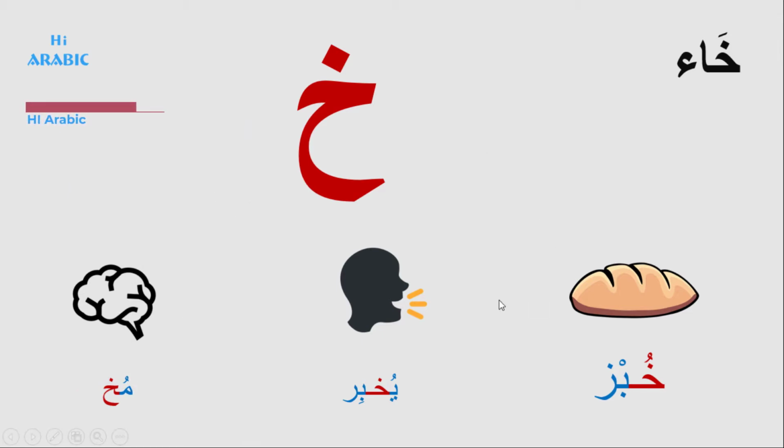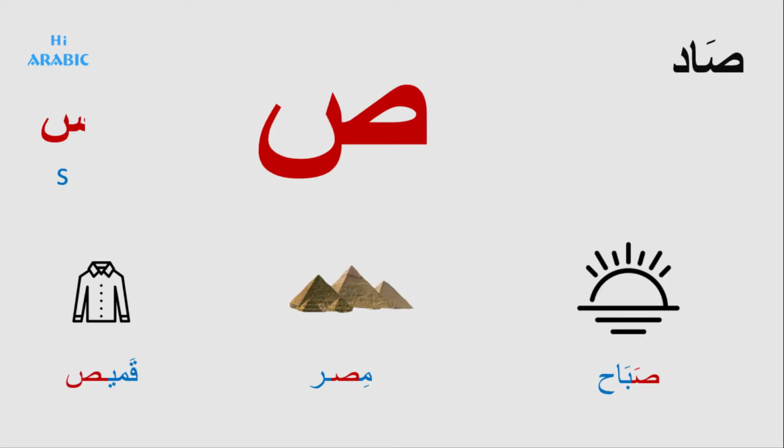We have the letter kha, and this is easy to pronounce. Kha is making the sound kha, kha. Examples: khubz, yukhbir, mukh. Okay, now repeat after me. Khubz, yukhbir, mukh. Okay, thank you.